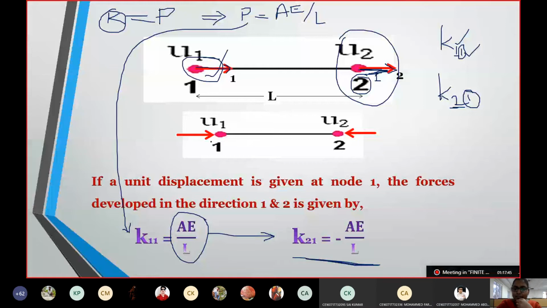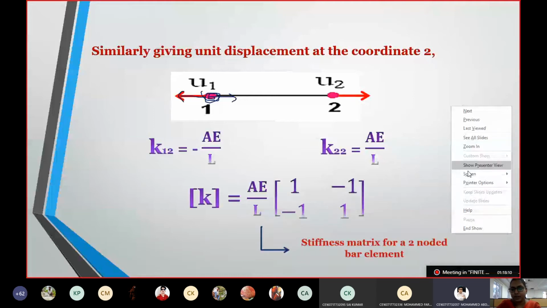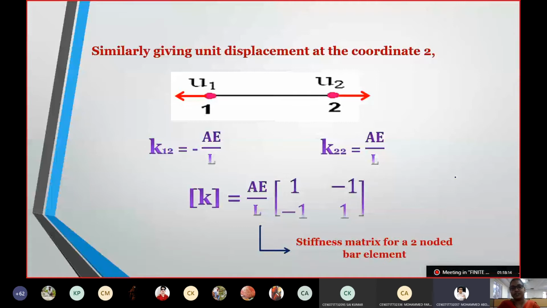U1 we are giving; that is the rule I gave before starting itself. Whichever coordinate you are giving displacement to, only there should be displacement. In the other coordinate there should not be any displacement, so I need to give an equal and opposite reaction from the other coordinate. Clear? Shall we move forward now? Okay, so this is the stiffness matrix for a two-noded bar element. If you are clear with this, we'll go for the stiffness matrix of the next element.